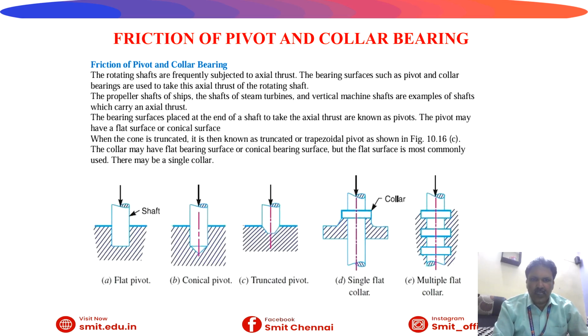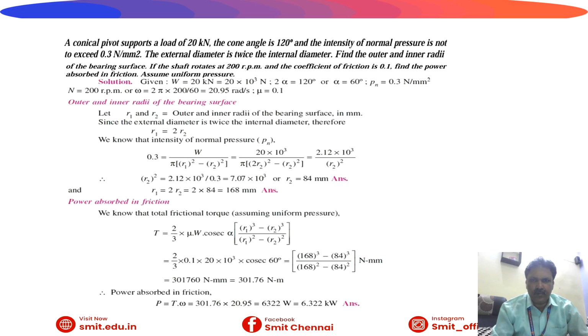Bearing surfaces placed at the end of the shaft to take the axial thrust are known as pivots. The pivot may have a flat surface or a conical surface. When the cone is truncated, it is known as a truncated or trapezoidal pivot, as shown in the figure below. A collar may have a flat bearing surface or a conical bearing surface, but the flat surface is the most commonly used. There may be a single collar. These are a few sketches which I highlighted here.